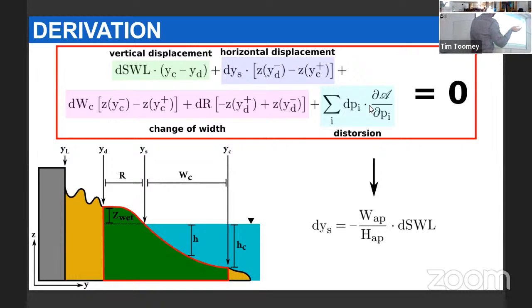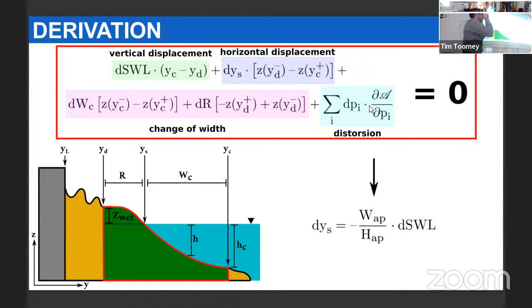This should have color, but I think that I was not prepared for the projector. But the idea is that here we have changes that correspond to elevation, vertical movements of the profile. This other term corresponds to horizontal movements of the profile, also changes in the width of the profile, and finally, changes in shape, distortions of this profile.